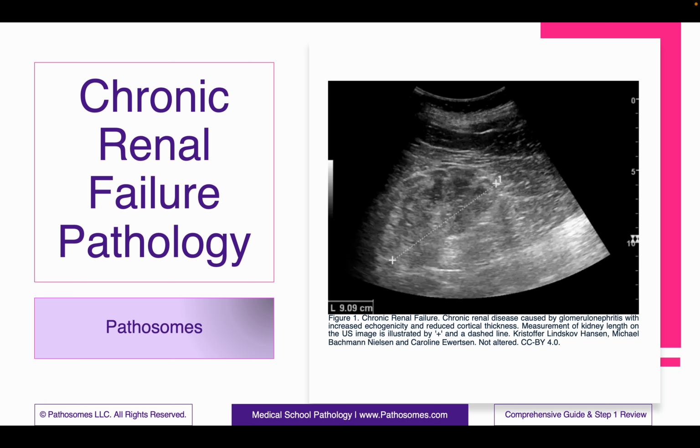Now, some of you future radiologists out there already can tell that we're looking at a kidney in this image. And actually, a few of you know that you're looking at glomerulonephritis because you see increased echogenicity and reduced cortical thickness without reading the description. You make me so proud. We're going to be discussing this and much more on this presentation of chronic renal failure pathology.